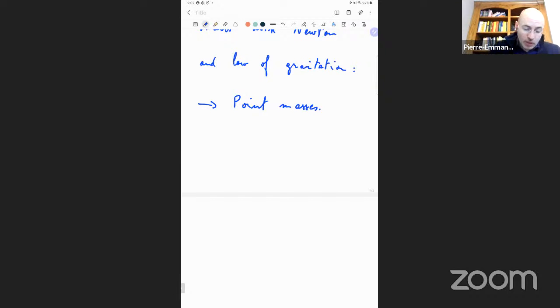And therefore, the objects, right, can be represented in a very simple manner. And you need three quantities to know what's going on with them. Well, you need their mass, right? You need their position. And you need their velocity.